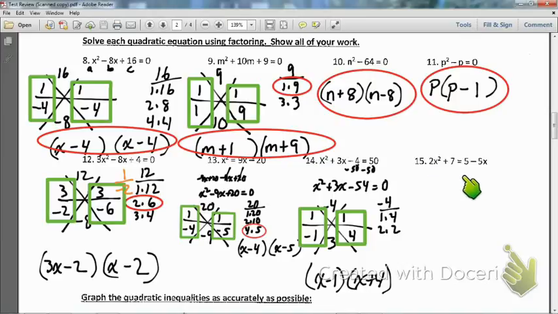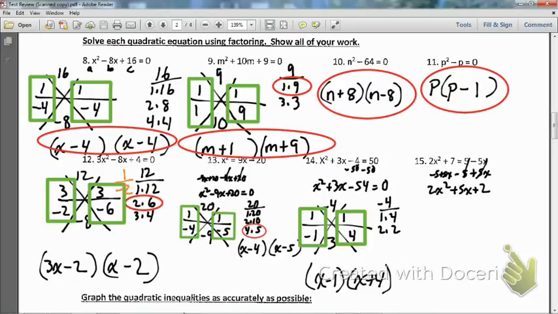All right, 15. Again, you have to pay attention and see that they're not all on the same side. So you have to move stuff. So I'm going to subtract 5 and add 5x. Subtract 5 and add 5x. So those will go away. So I got 2x squared plus 5x. And then I subtracted 5, so it's going to be plus 2.